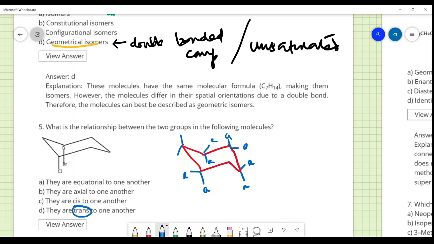Although it appears to be on the same side, you must remember the important rule: if you have A and A, it is trans, and E and E also comes to trans. But if you have A and E, they come to cis isomerism. So that is the right answer there.